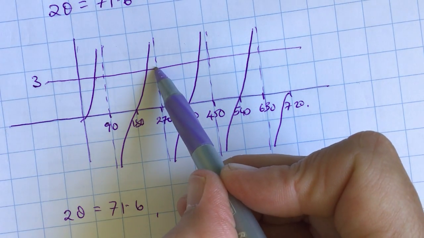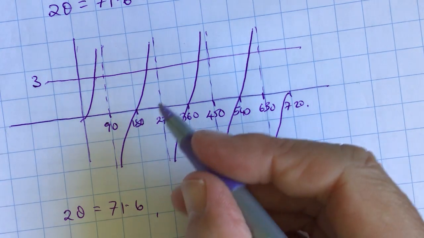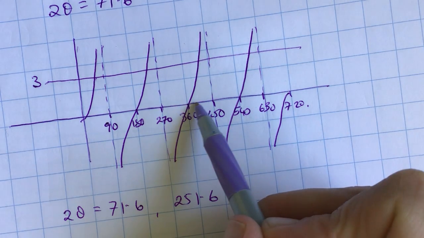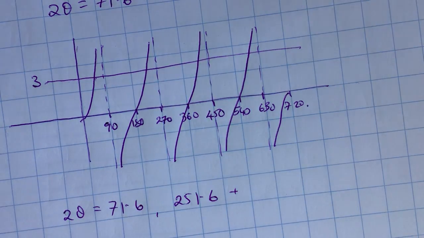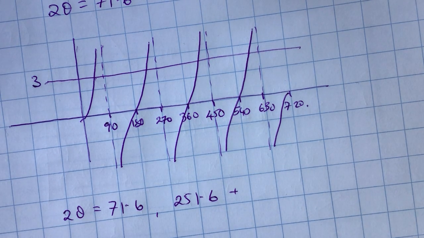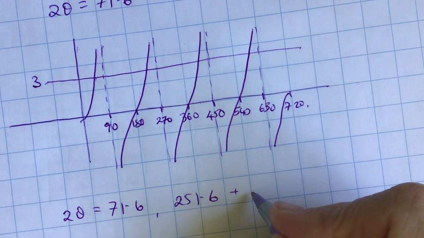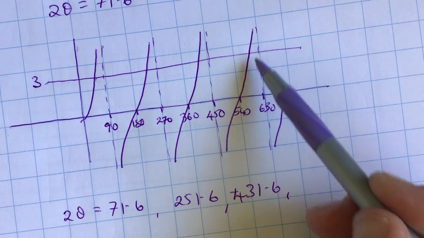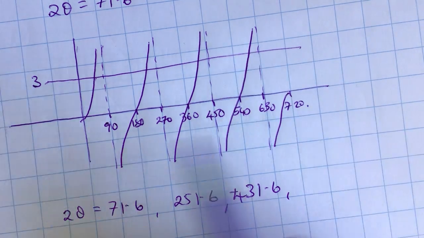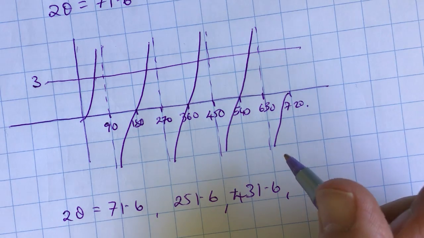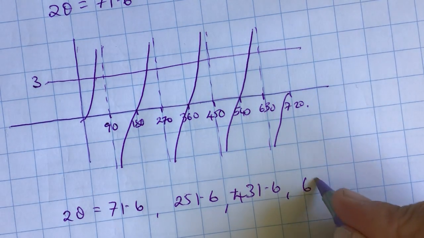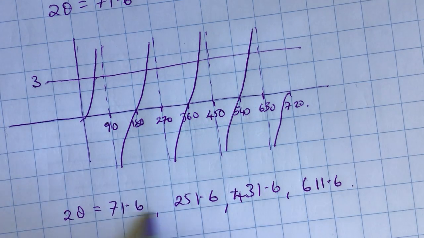This one here is 180 plus 71.6, which is 251.6. This one here is 360 plus 71.6, which is 431.6. And then this last one is 540 plus 71.6, so 611.6, if I've got that right. So that's what 2 theta is.